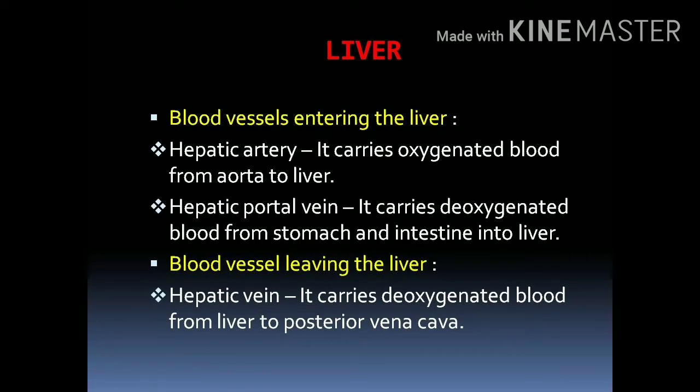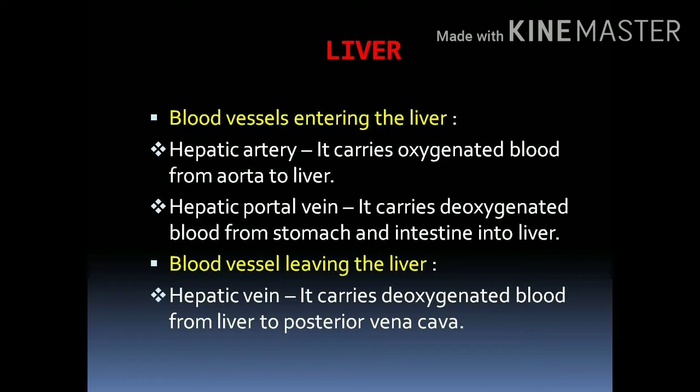Next, we can study the blood vessels which are entering and leaving the liver region. First, blood vessels entering the liver. Hepatic artery: it carries the oxygenated blood from the aorta to the liver region. Relating to the liver, we use the word hepatic. Hepatic portal vein: it carries the deoxygenated blood from the stomach and intestine into the liver region.